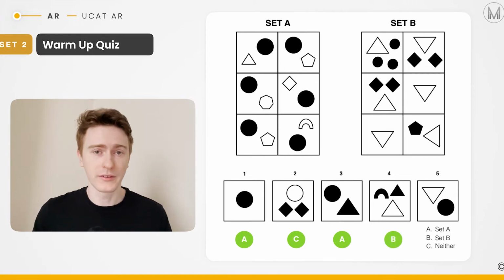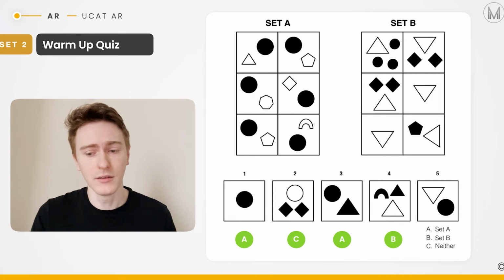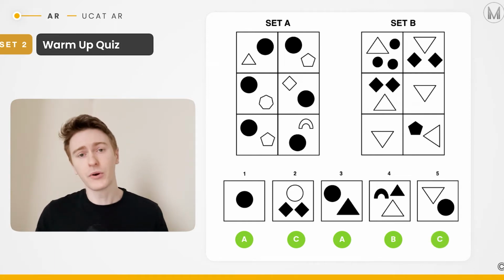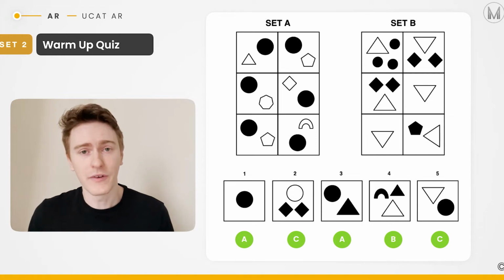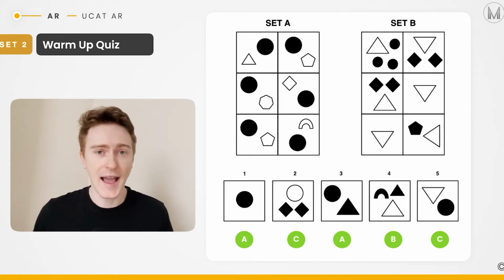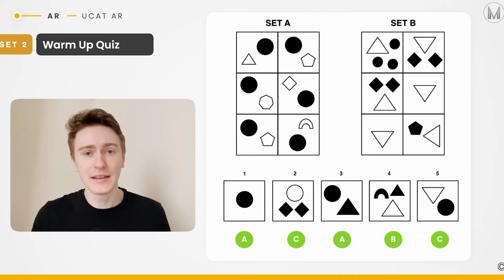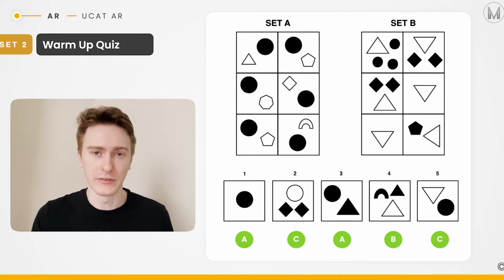Number 4 belongs to set B, it has that white triangle. And number 5 belongs in neither. Now this is an important example because obviously number 5 could go in both set A and set B, but by that very nature it belongs in neither because these sets have to be mutually exclusive.